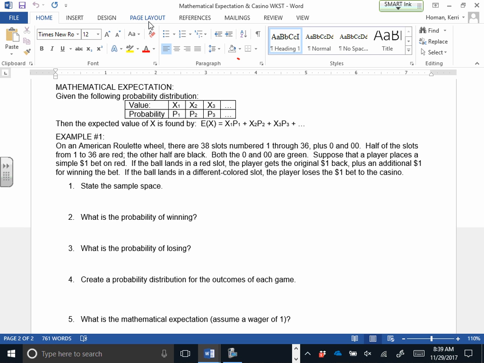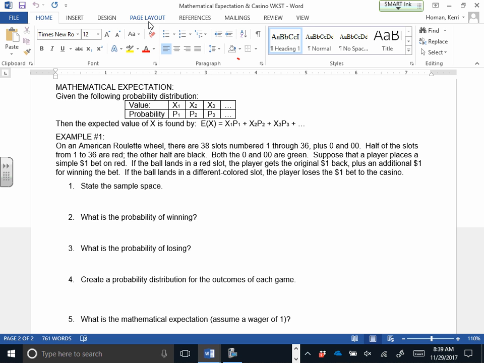I've taught you how to find the probabilities, and we're going to have to find the probabilities of any scenario of a game, and then attach a value to it. There's a 1 in 6 chance that I'm going to make $1, so that value would be +1. There's a 5 in 6 chance I'm going to lose $1, so that value would be -1.